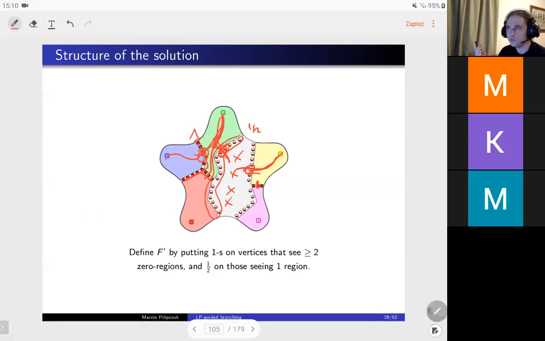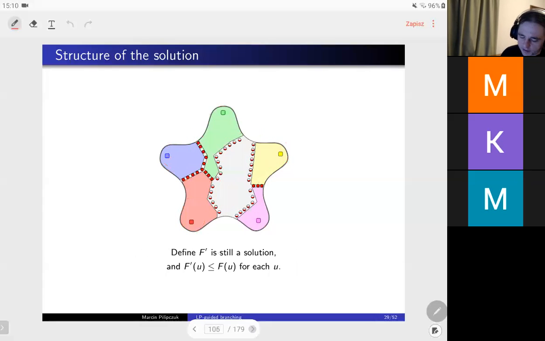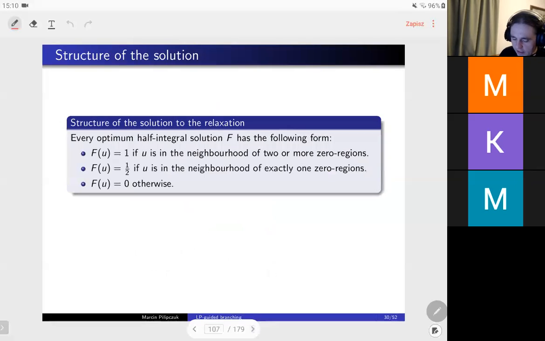Okay. So what we have just proven is that any optimum half integral solution has this structure: it defines zero regions around every terminal and then puts weights on the neighbors of zero regions, halves on a neighbor of one zero region, and ones on the neighbors of two or more zero regions. So this is the structure of the optimum half integral solution that we have proven here. This is a formal proof here.